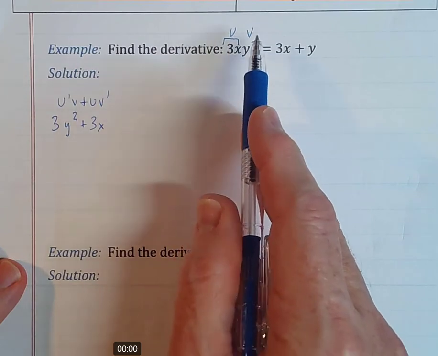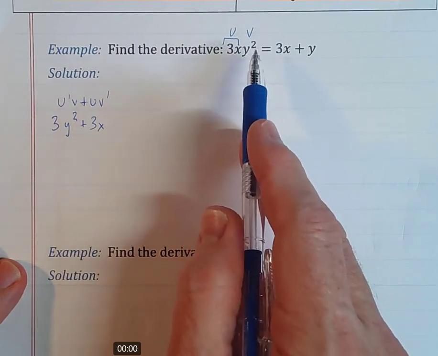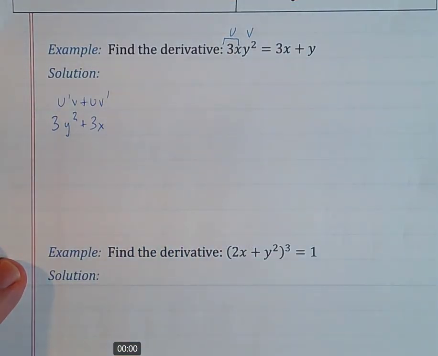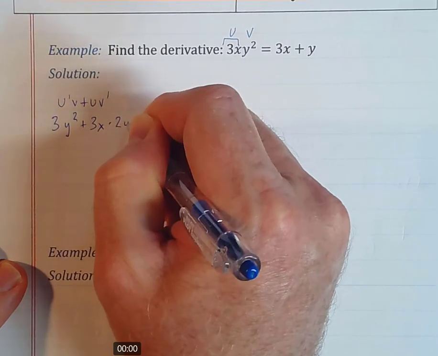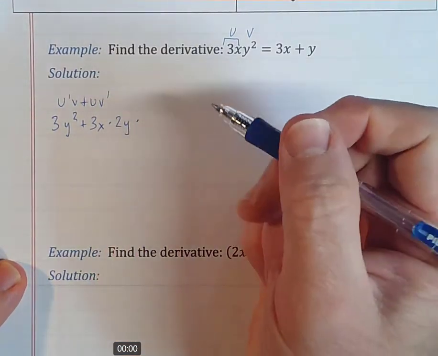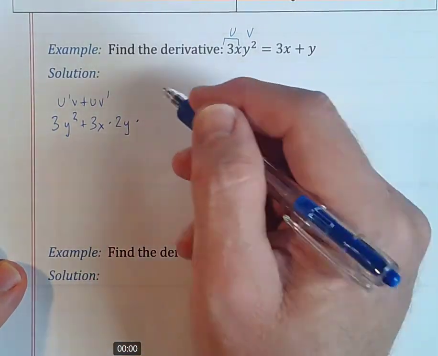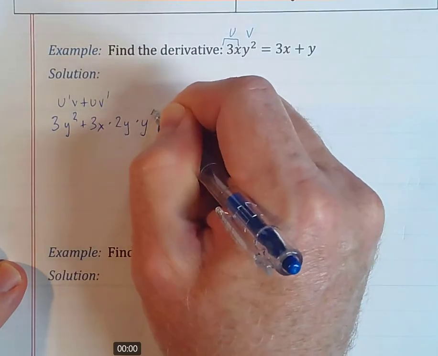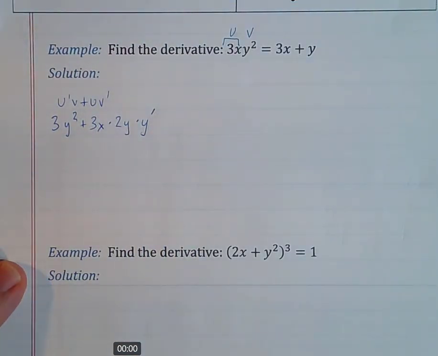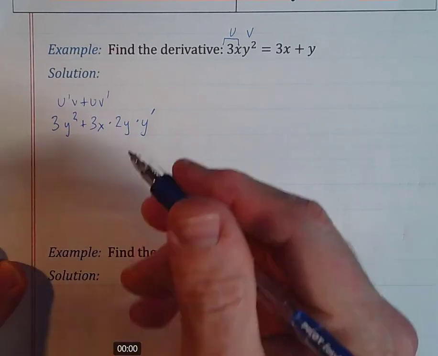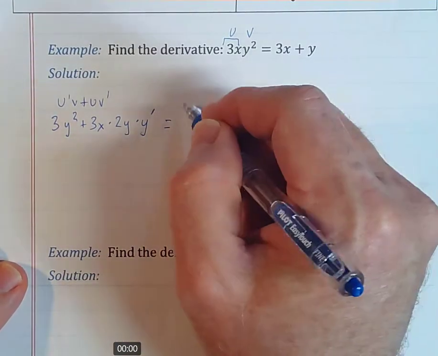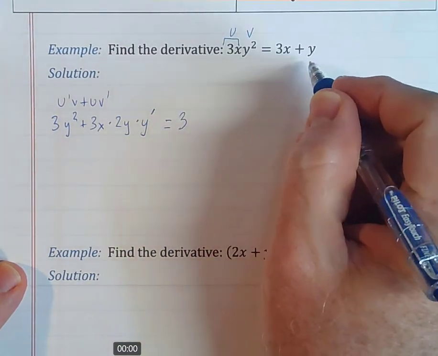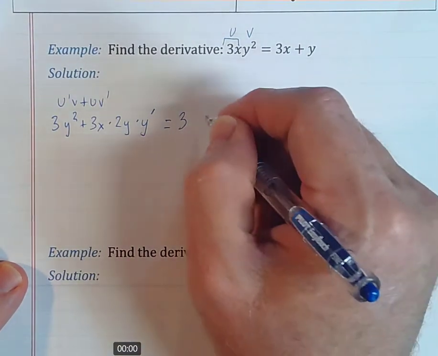So now I've got to think about this implicit differentiation stuff. I have to think about multiplying by the derivative of that inside function. So y squared, I would get 2y, but then I'm going to multiply by the derivative on the inside, which I'm just going to represent by y prime. Or I could write dy/dx if I want to. On the right-hand side, the derivative of 3x would be 3. The derivative of y is just going to be y prime.